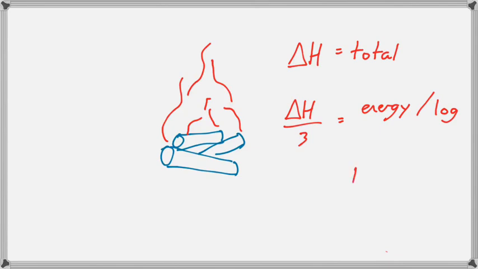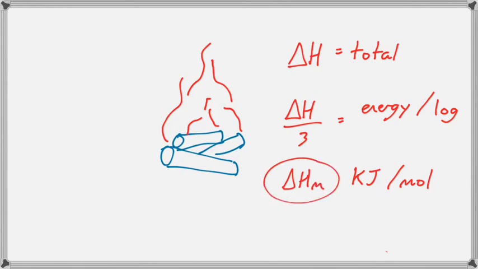So it's going to be the amount of energy, kilojoules or joules, per mole of a substance being burned. But if you keep that in mind, hopefully that'll help you keep delta H and delta HM separate. This one is a total energy, and this one is just per mole. All right, let's look at the formula now.